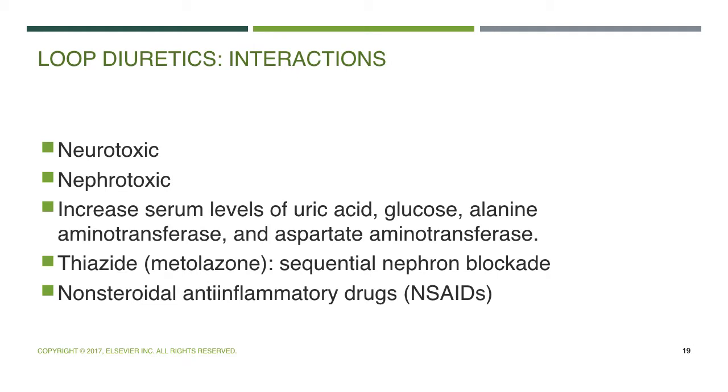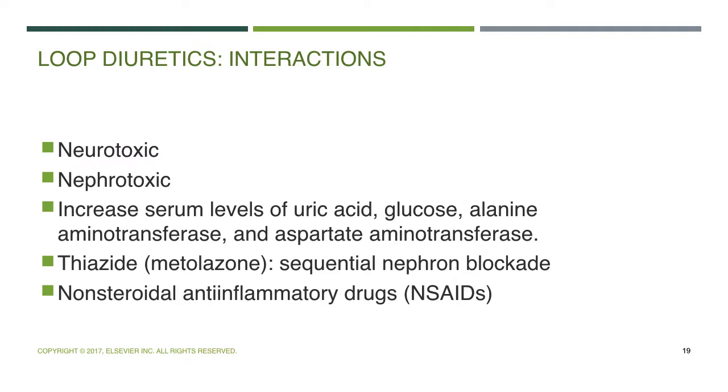The interaction with other drugs with loop diuretics has a lot to do with the fact that loop diuretics can be neurotoxic and they can be nephrotoxic. And when other drugs have the same kind of action on the kidney, it can make things even worse. So what we see with perhaps gentamicin, which is nephrotoxic, if they're on loop diuretics at the same time, it can cause a severe nephrotoxicity.